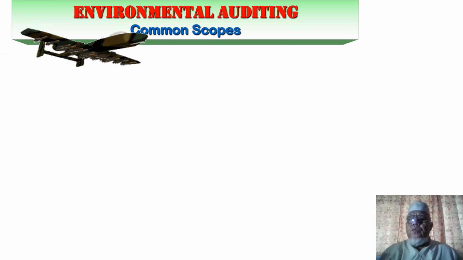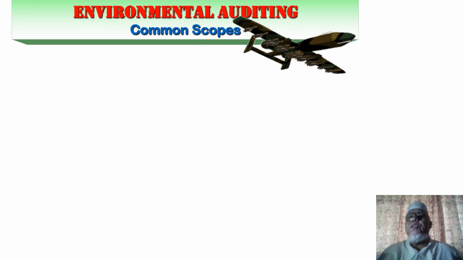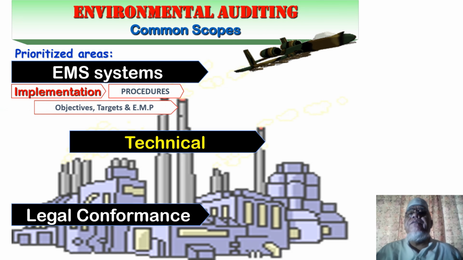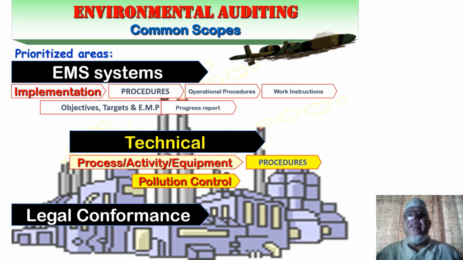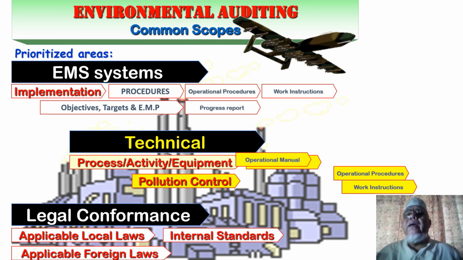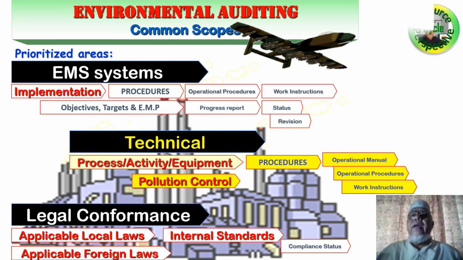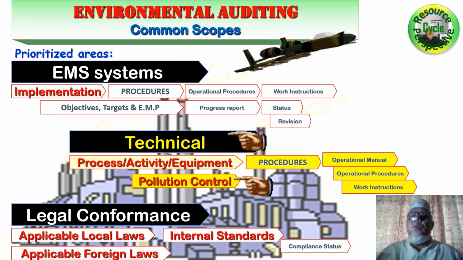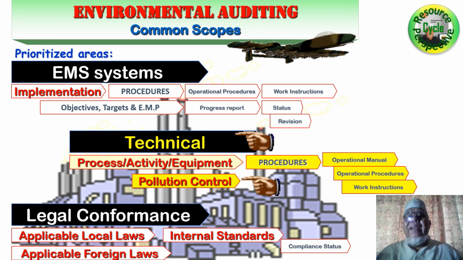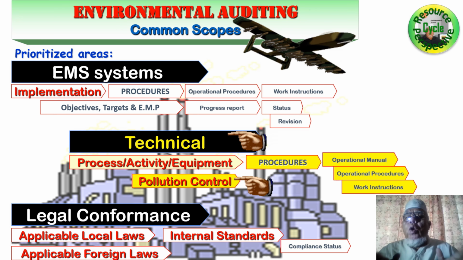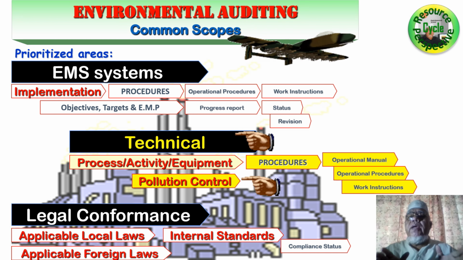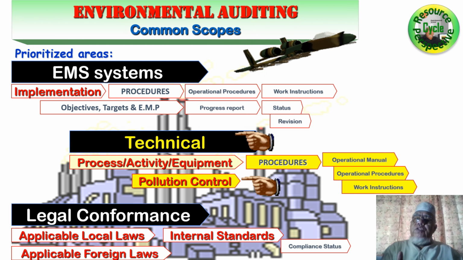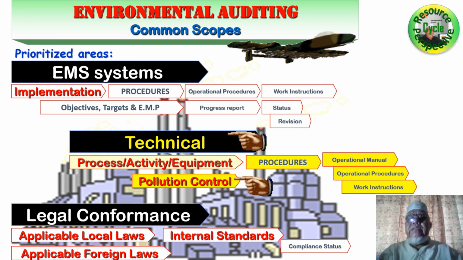Let us now move on. The environmental audit has several scopes depending on its objective. My personal experience over 30 years prompted me to classify them into 3 scopes, as you could observe now. This video and subsequent ones shall focus on pollution control. In other words, how to audit pollution control equipment such as air pollution control equipment and water pollution control equipment.